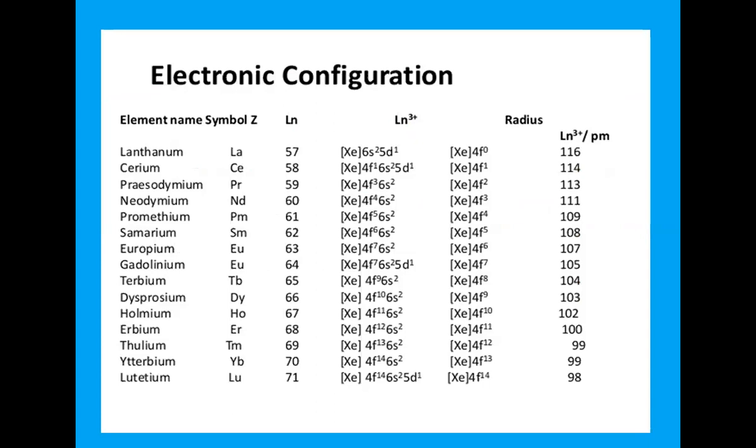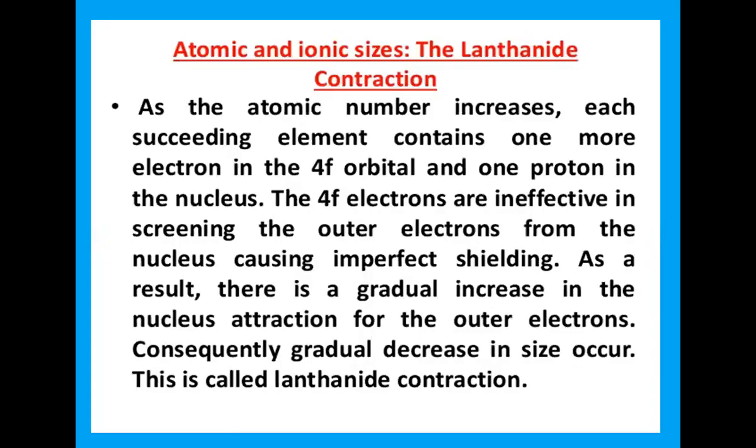From lanthanum to lutetium, there is a decrease in their ionic size as well as atomic size, and this is attributed to lanthanide contraction. And why is it observed? As atomic number increases, each succeeding element is added with one more electron in the 4f orbital, and at the same time one proton is also added to the nucleus.